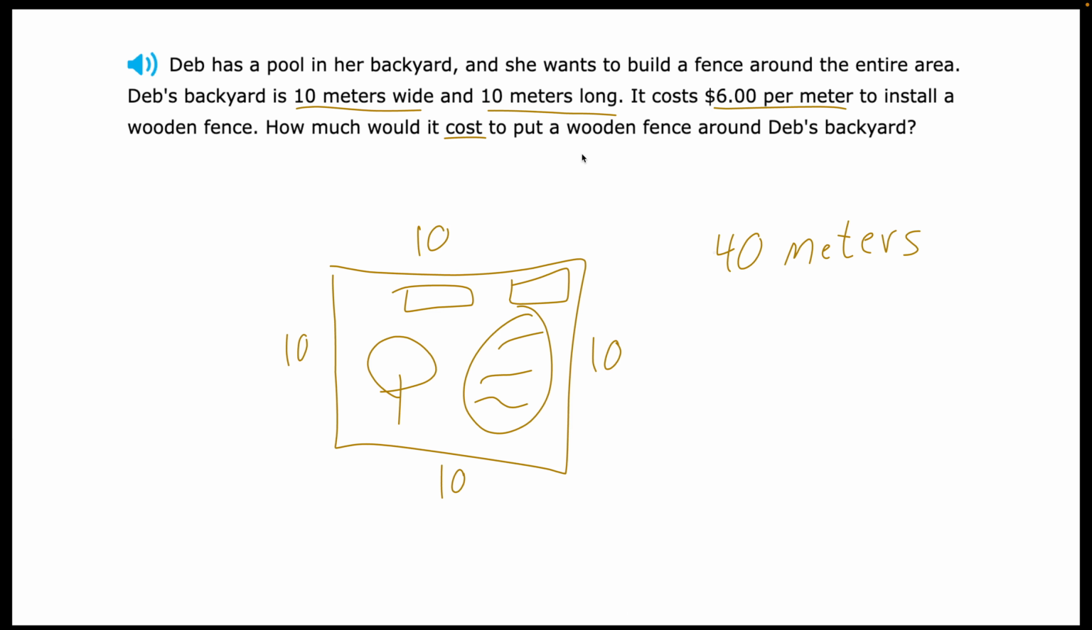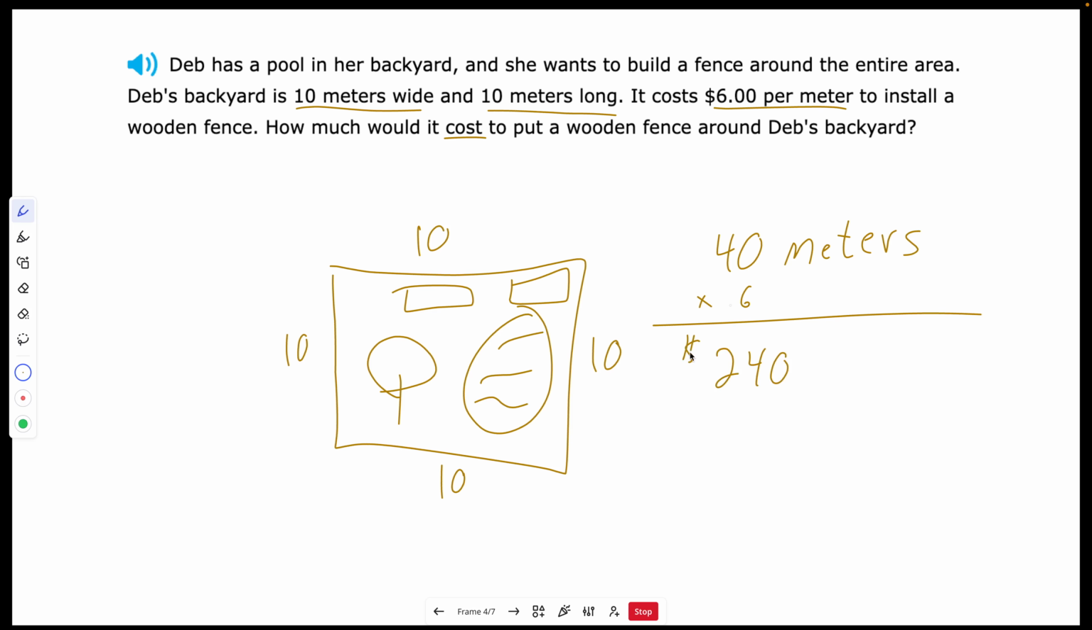And they told us that it's $6 per meter. So now I need to take that 40, multiply by 6 per meter, and that would give me a grand total of $240 to build the entire fence.